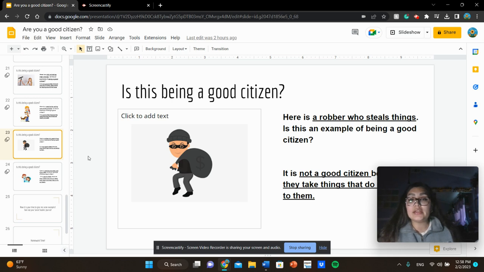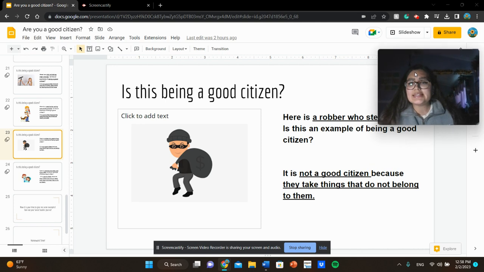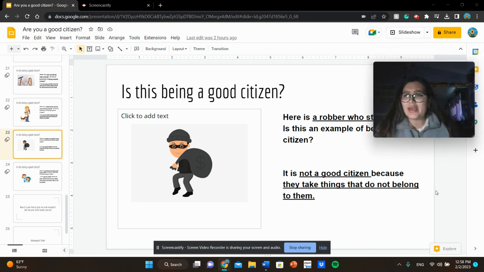Another example here is a robber who steals things. Is this an example of being a good citizen? No, it's not a good citizen because they take things that do not belong to them. And that is not okay. Taking things that are not yours at all. We should never take things without asking for permission to see if we can have it or not.